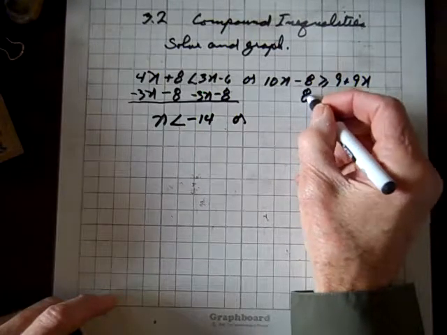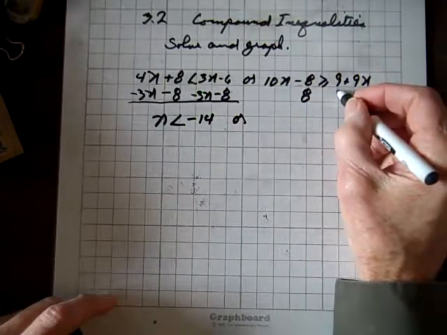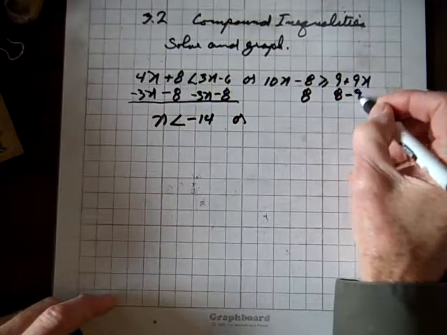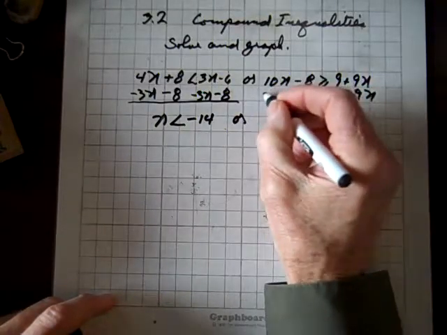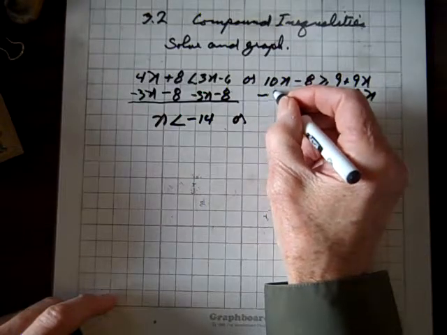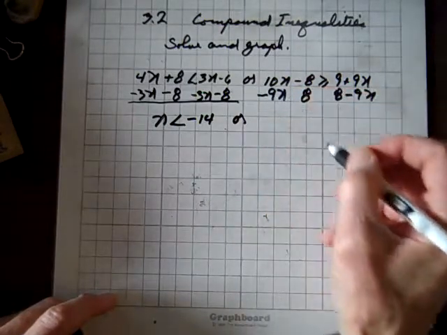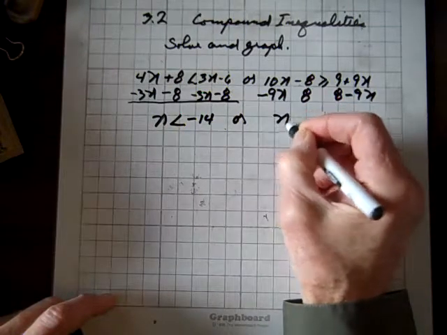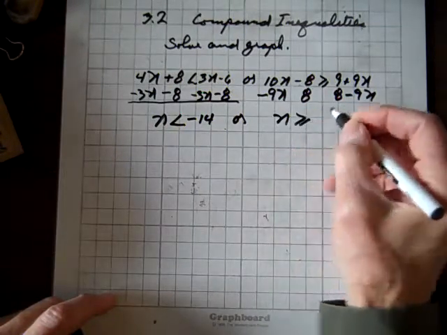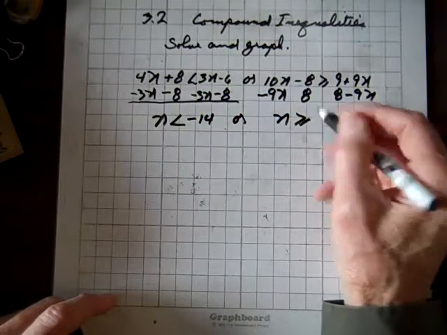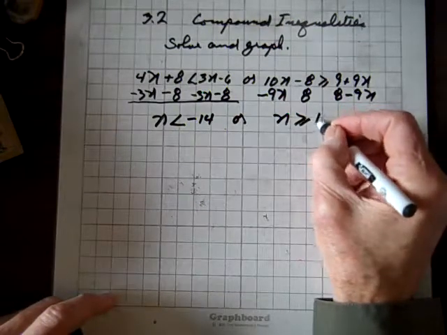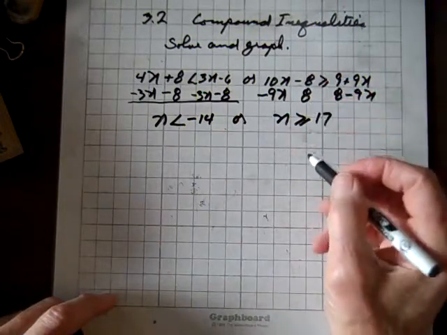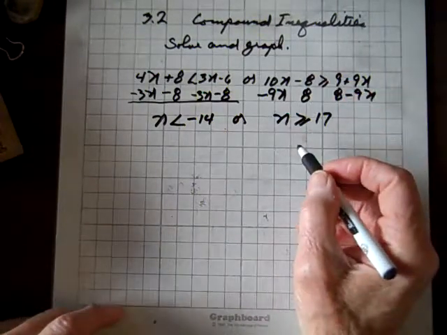Or, this time around, let's add 8. So the 8's add out. Add 8. And let's subtract 9n. So we get all the n's on the left. And when we do that, I guess we get n is greater than or equal to, and 9 plus 8 is 17. 9n's added out, the 8's added out. So now let's go ahead and graph that.